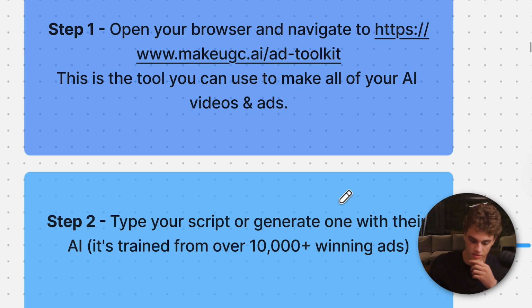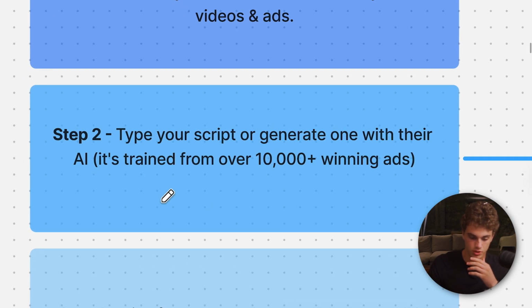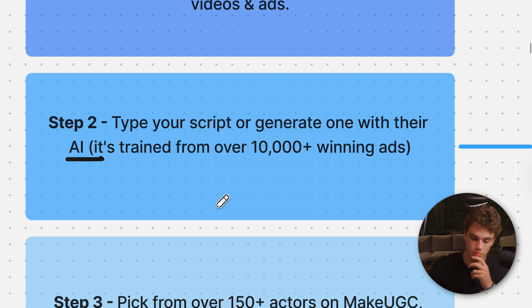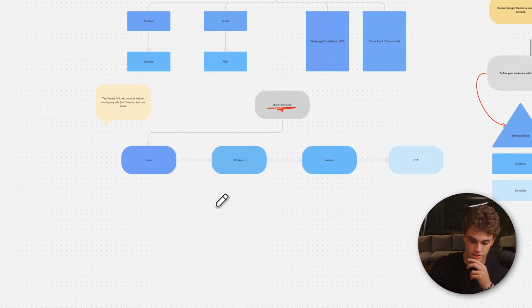Well, there's a ton of different things that really make this so much better. When you go into the MakeUGC dashboard, you can also use its AI script generator, which has done over 10,000 winning ads. And let me just tell you this, it's super refined, with really good hooks. And overall, like the story that I mentioned, this layout over here is exactly what it follows.